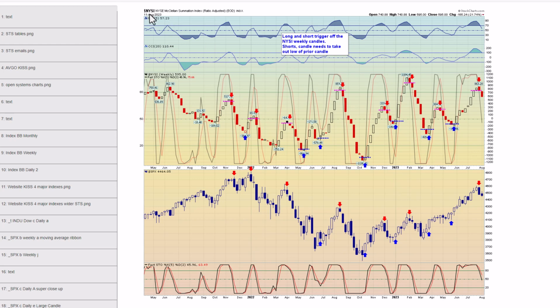Chart number 28, here's the NYSI. This is a weekly with the 5-3 stochastic, and I use a trigger system here. For a buy trigger, it's got to take out the high of the last bar. For a sell signal, it's got to take out the low of the last bar. You can see very good buy and sell signals. Of course, this gave a sell signal about a week ago. The last buy signal there was in May, and that was a good signal.